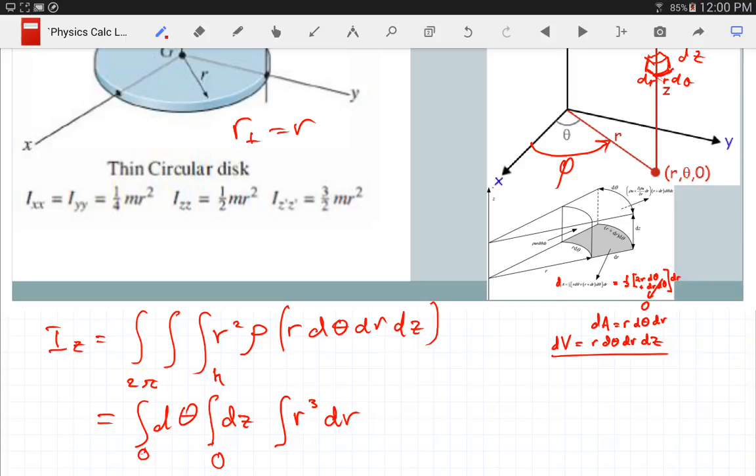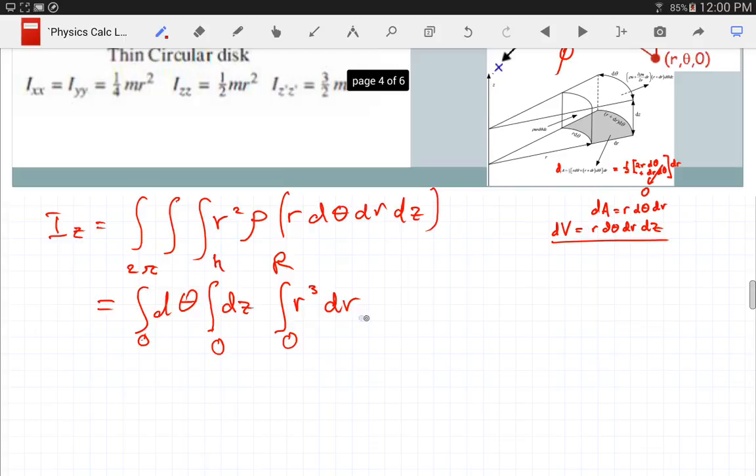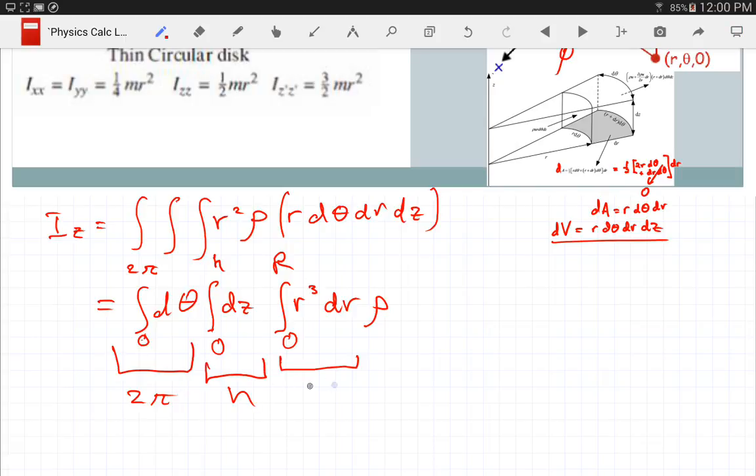And then for r, what are my limits for r? 0 to capital R. I'll say the full radius is capital R. And so now, oh, and I forgot my rho. There's rho. Do these integrals. That gives me 2 pi. This gives me h. This gives me r to the 4th over 4. And then I have the rho.